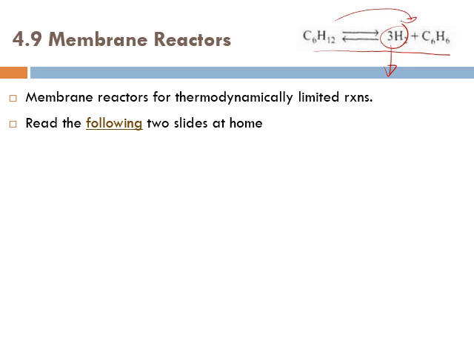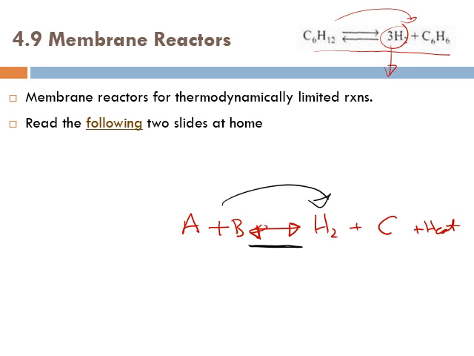Okay, so if we have a reaction, let's write another reaction: A plus B would give you, for example, hydrogen plus C. If this reaction was an exothermic reaction, meaning you have heat here, of course you will say, this is a reversible reaction, I can still shift this reaction forward by reducing the temperature, right? If you reduce the temperature, the reaction will be shifted forward. However, if I reduce the temperature, then the kinetics will be slow.